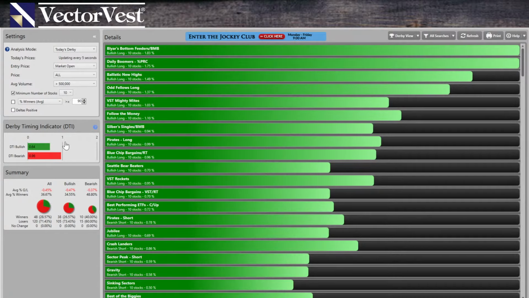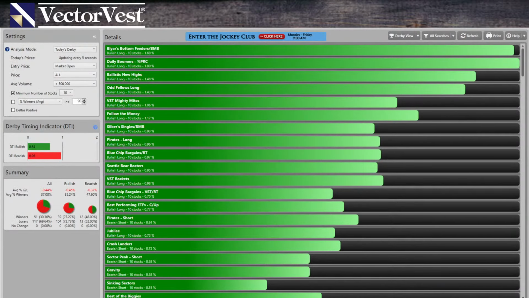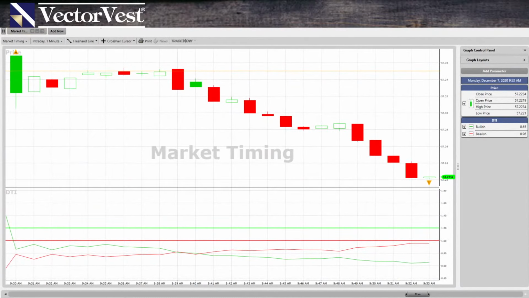So let's do this. Let's talk about using the DTI, or the Derby Timing Indicator, for a market timing, a day trading timing signal. If I click on it, it automatically brings up the VectorVest composite on intraday 1-minute bars, and here's our levels of the DTI. At 1.2, that's our trigger level, whether it's bullish or bearish. And here's our value of 1 that gives us a heads up that the indicator is getting close. Here's the market on 1-minute bars, folks. That's it in a nutshell.